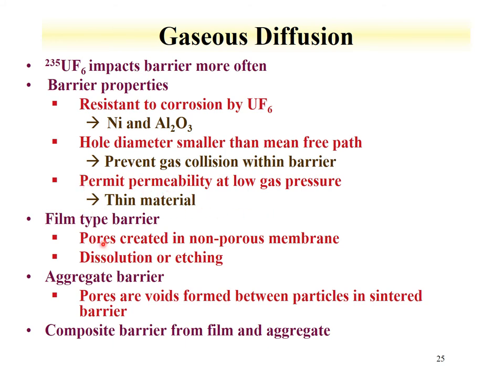There's a few types of materials that have been examined: a film type with pores created in a non-porous membrane. This can be done by dissolution or etching, or an aggregate barrier where the pores are voids between particles, and a sintered barrier. Often the material is a composite barrier from films and aggregates.